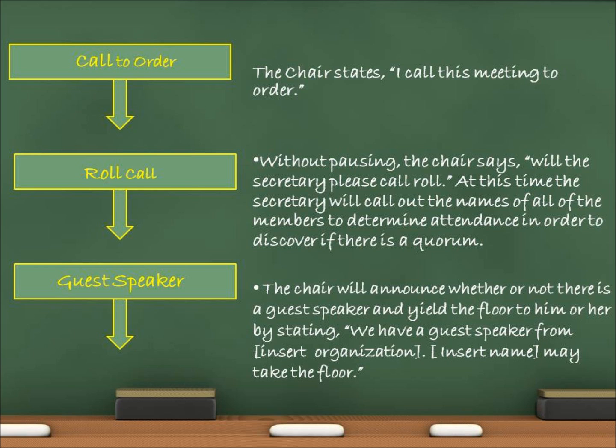The following item on the agenda is guest speakers. If there is a guest speaker, the chair will yield the floor to them. If there is not a guest speaker, the chair will announce this fact and then move on to the next agenda item.